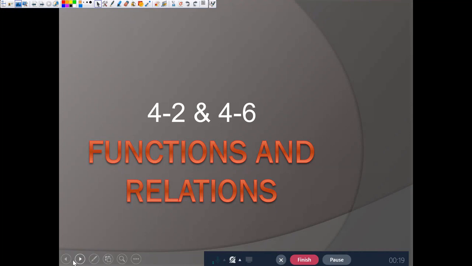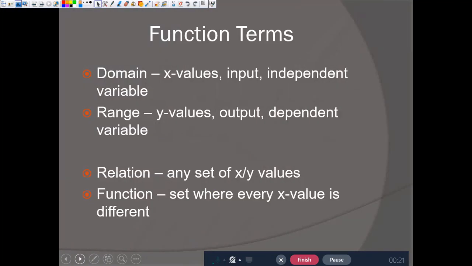So you had some vocabulary words when you walked in. However, here are some explanations of some of them. So a domain is the x value. It's the input. It's the independent variable. So your domain are going to be your x values. Okay. Your range is going to be your y values, your output, the dependent variable.